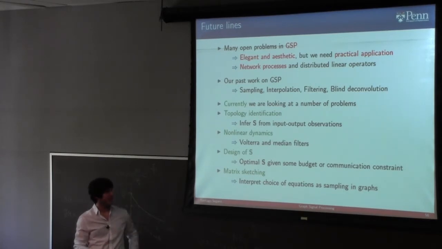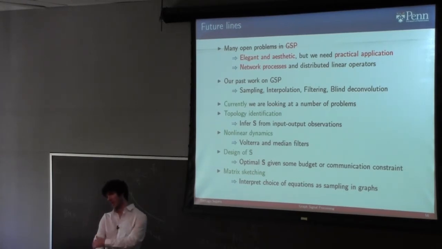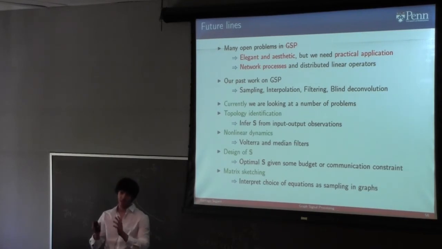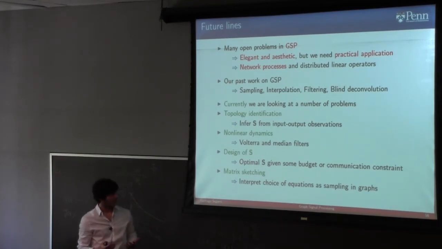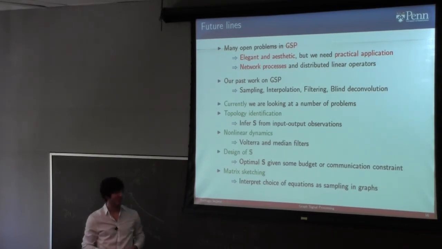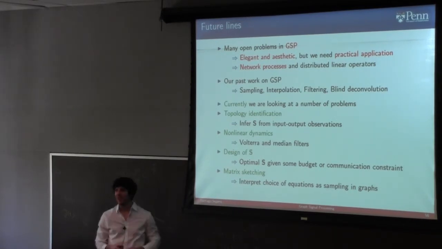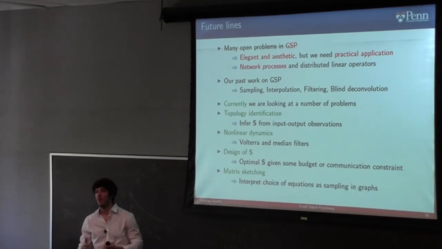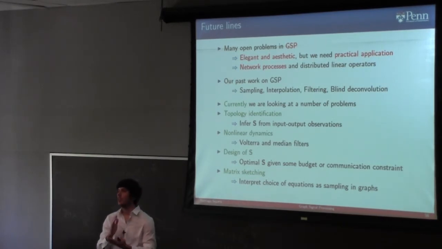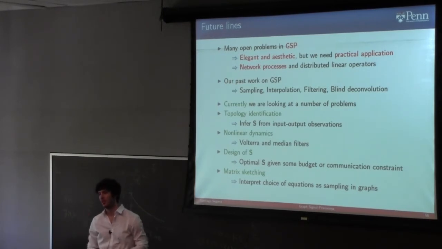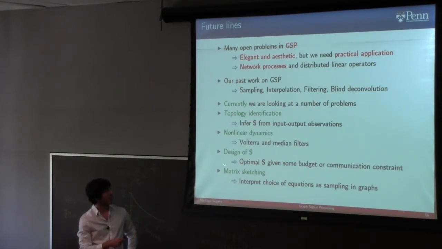Nonlinear dynamics. For example, everything that we worked on here has been linear, so matrix and linear algebra. What if you want to apply a Volterra filter or a median filter, which I mentioned before? This is useful. Median filters, for example, have been used a lot in images to detect edges. What can we gain from median filters in graphs? Actually, how can we even define them? These are nice problems to think about. Design of S.